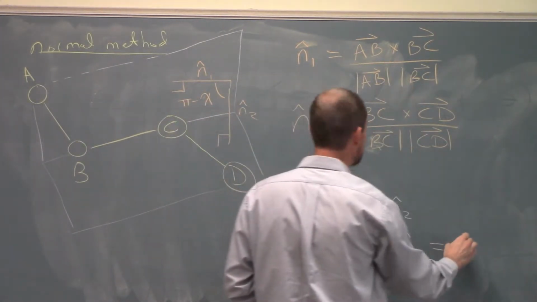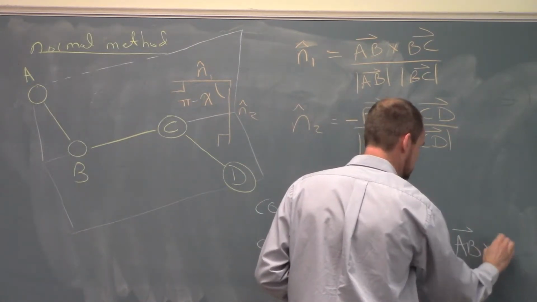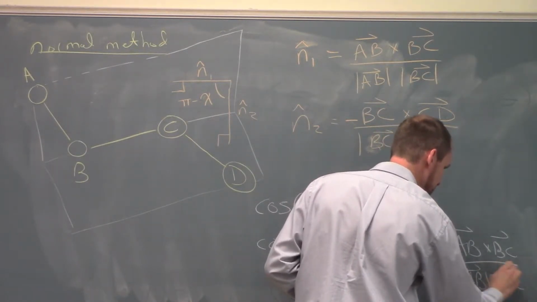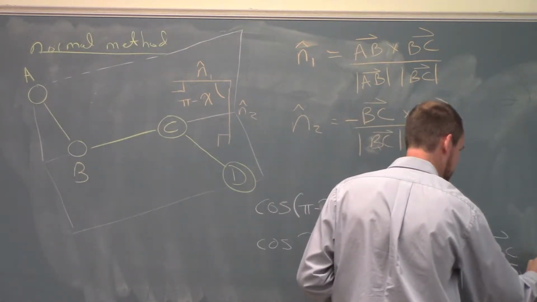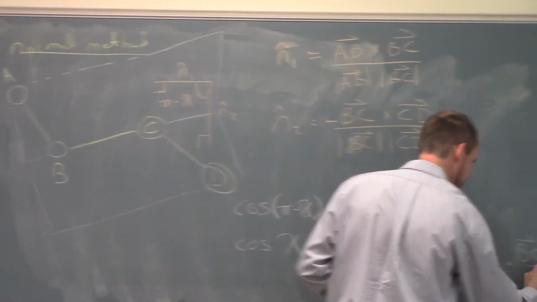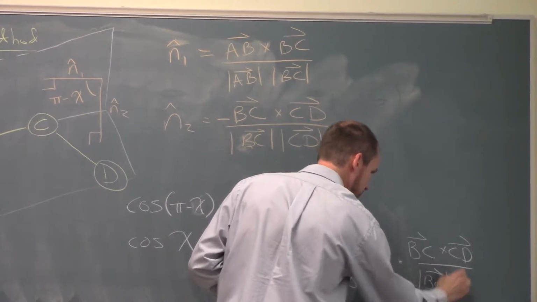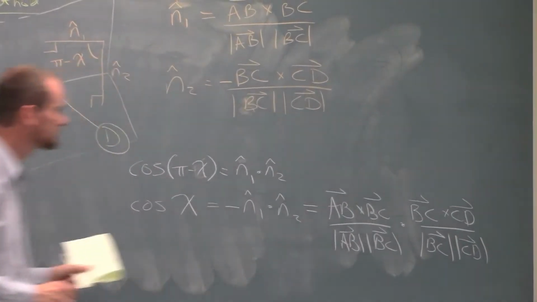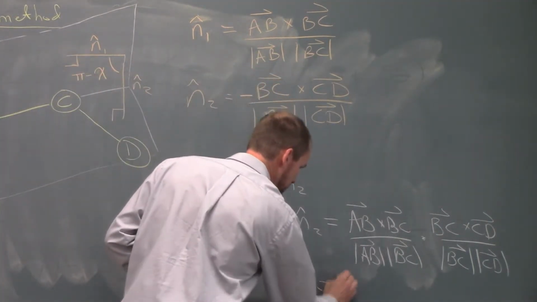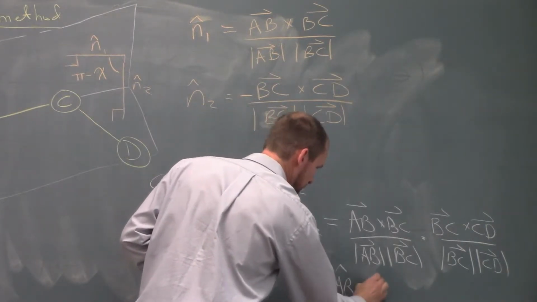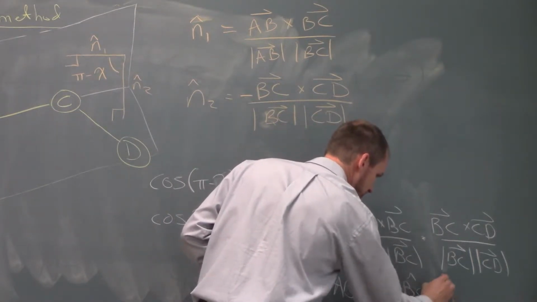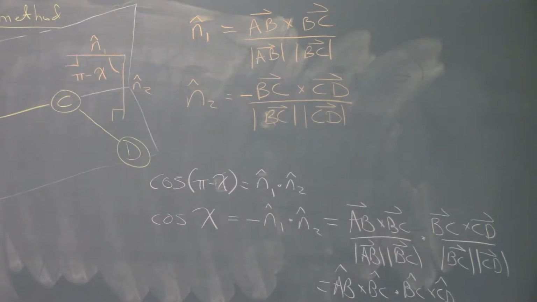We can plug these definitions in. N1 is AB cross BC over the magnitudes of AB and BC, dotted with BC cross CD over the magnitudes of BC and CD. Shoot, and we could have written those as unit vectors. So we could write AB hat cross BC hat dotted with BC hat cross CD hat. So that's probably our simplest version of the formula.